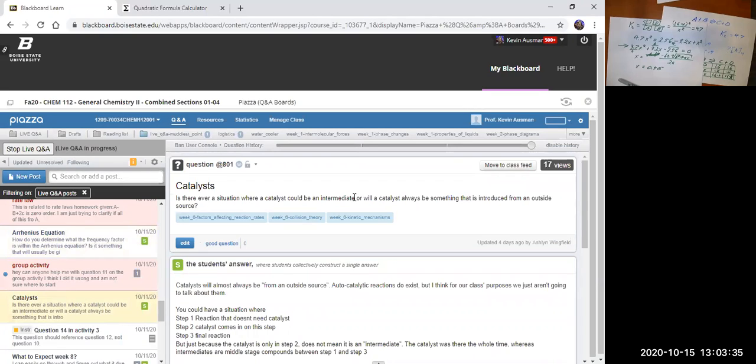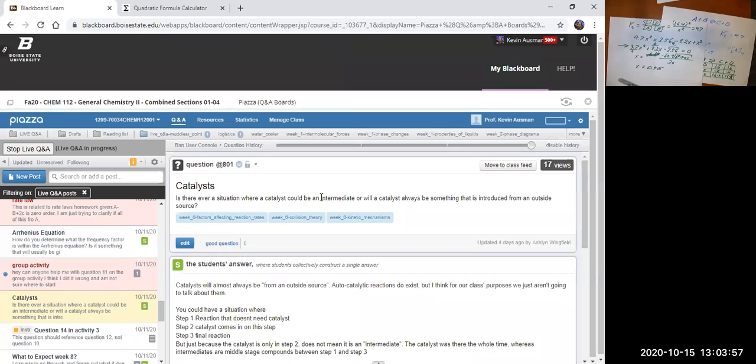More confusion over catalysts versus intermediates. Catalysts, that's an interesting question, actually. Could catalysts be an intermediate, or will a catalyst always be something that is introduced from an outside source? My first instinct is to say it's always something that's introduced based on what we've already talked about.